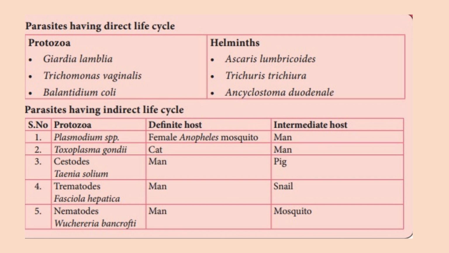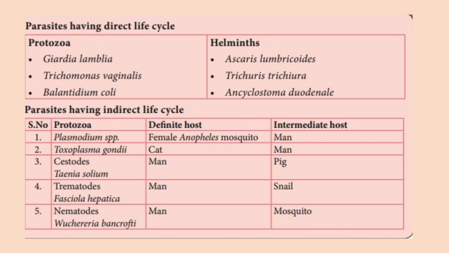Now this is another way of looking at the parasites, the ones which have a direct life cycle, where they have only one host, which are protozoans like Giardia lamblia, Trichomonas vaginalis, and Balantidium coli. And helminths which have a direct life cycle are Ascaris lumbricoides, Trichuris trichiura, and Ancylostoma duodenale.